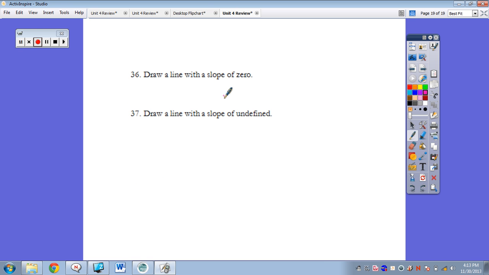Alright, the last two problems for the review. Draw a line with a slope of 0. Well, if this is my graph, a slope of 0 is a horizontal line. Okay, draw a line with a slope that's undefined. So an undefined slope is a horizontal line.